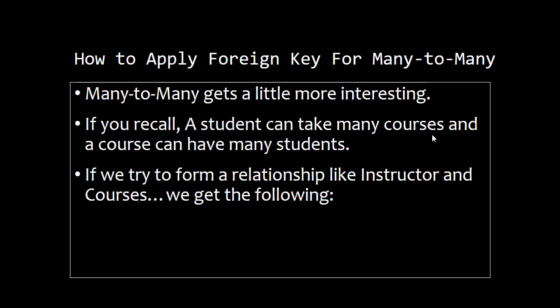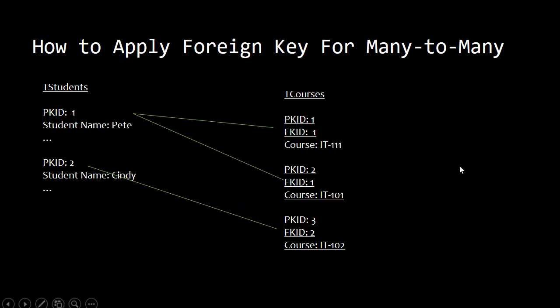Now what we're doing is we have a many-to-many relationship. Things get a little bit more interesting there. Here's why. If you recall, a student can take many courses and a course can have many students. Well, now we have many on both sides. And based upon the rule I just told you, the many is where the foreign key resides. So how are we going to do this?